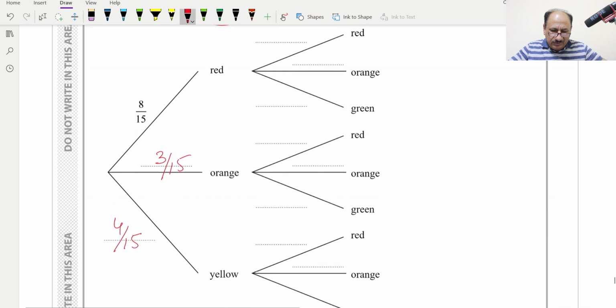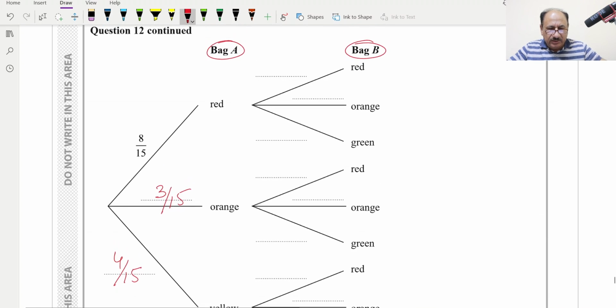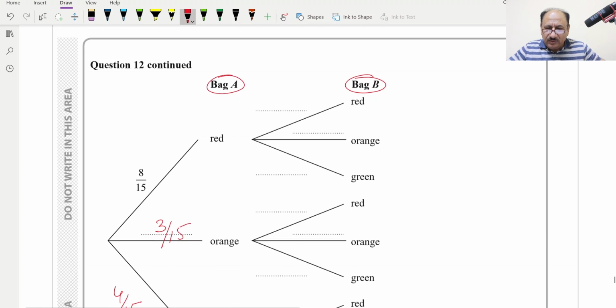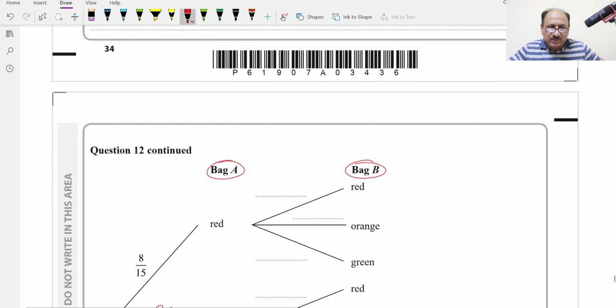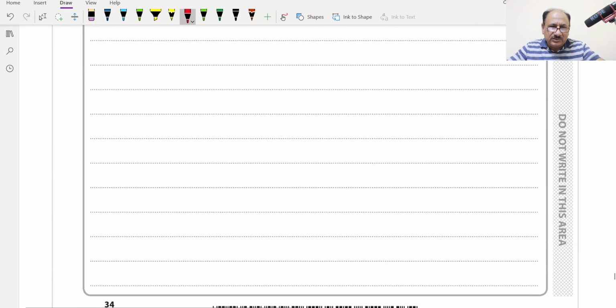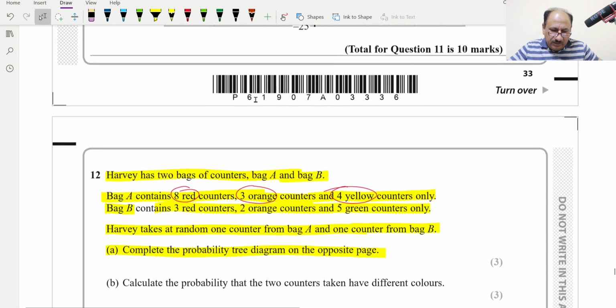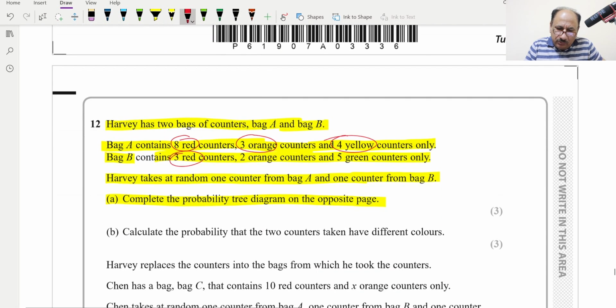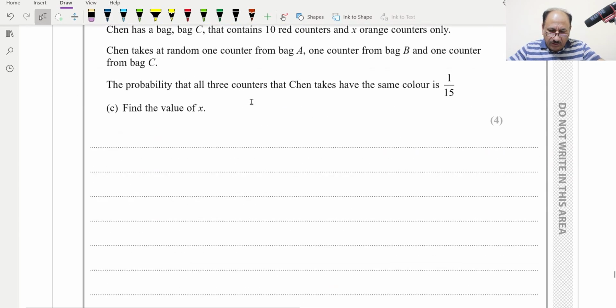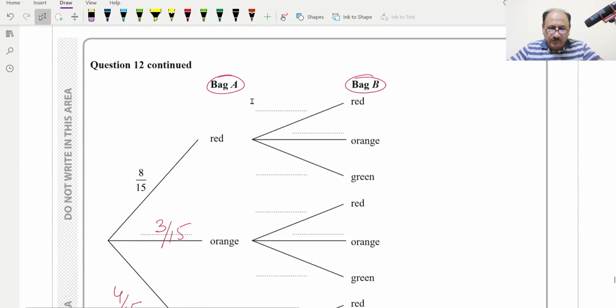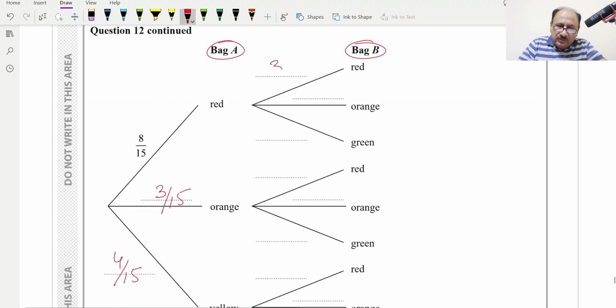Because there are 3 orange, 4 yellow, and 8 red, this is done. Then for bag B, if we check, bag B has 3 red, 2 orange, and 5 green. So 3 plus 2 plus 5 will be 10. So 3 by 10, 2 by 10, and 5 by 10.